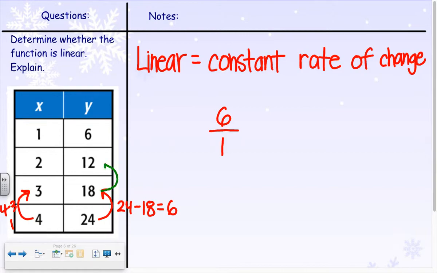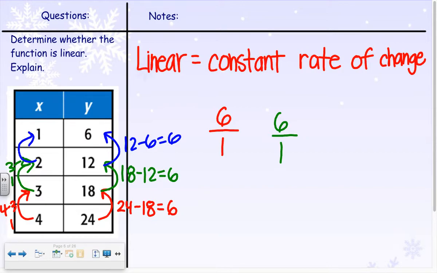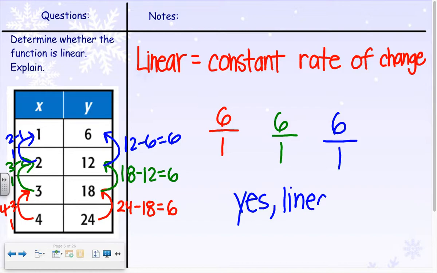Then if I do 18 minus 12, that is 6. 3 minus 2 is 1. So my second rate of change is 6 over 1. And then if I do 12 minus 6, 2 minus 1, I again get 6 over 1. So all three are the same. So yes, it is linear. There's a constant rate of change.